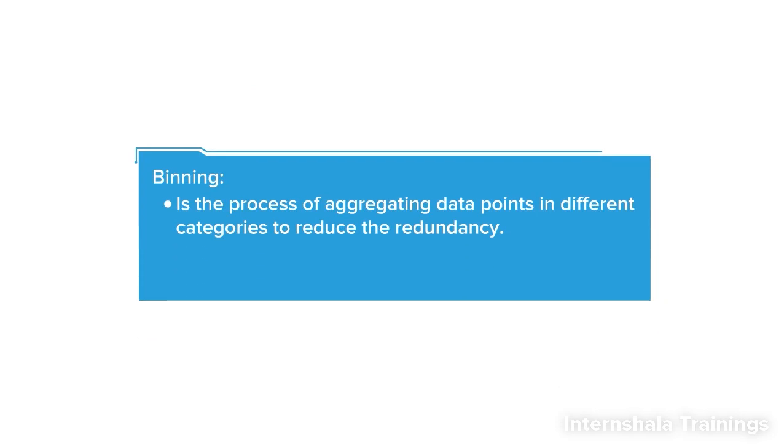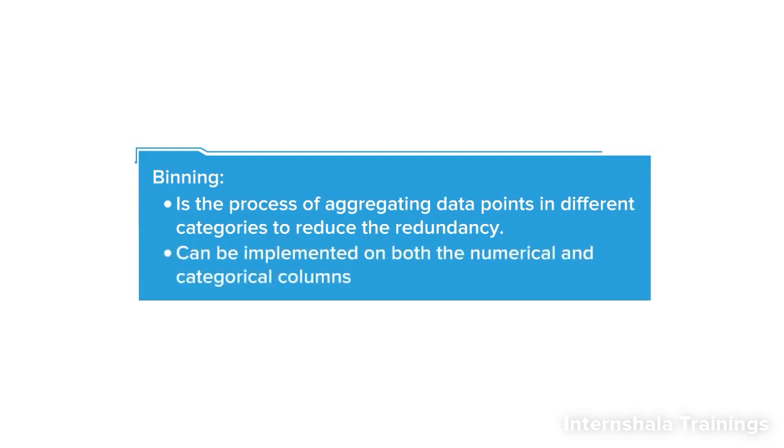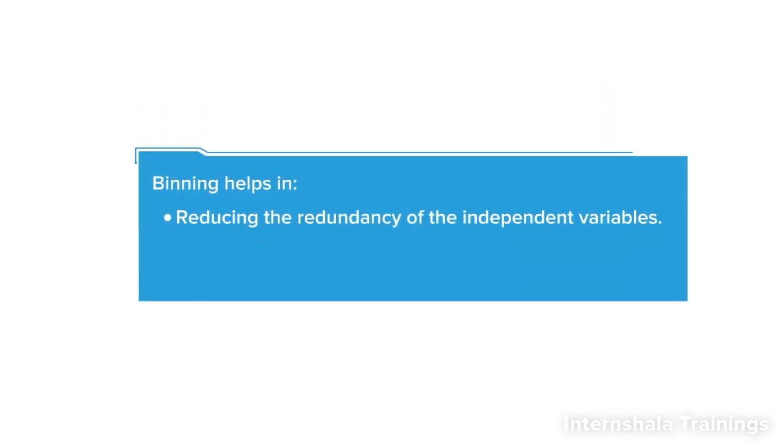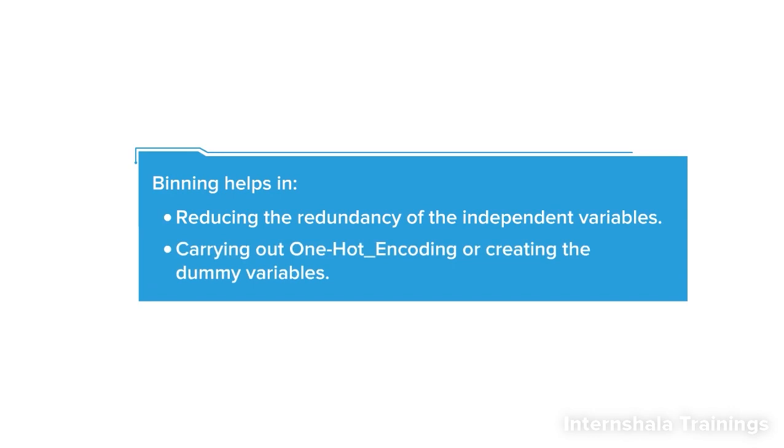Binning is the process of aggregating data points in different categories to reduce the redundancy. This procedure can be implemented on both the numerical and the categorical columns. Binning not only helps in reducing the redundancy of the independent variables, it also helps in carrying out one-hot encoding or creating the dummy variables.